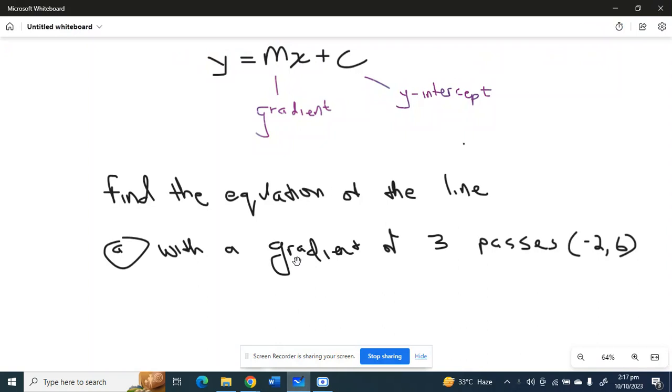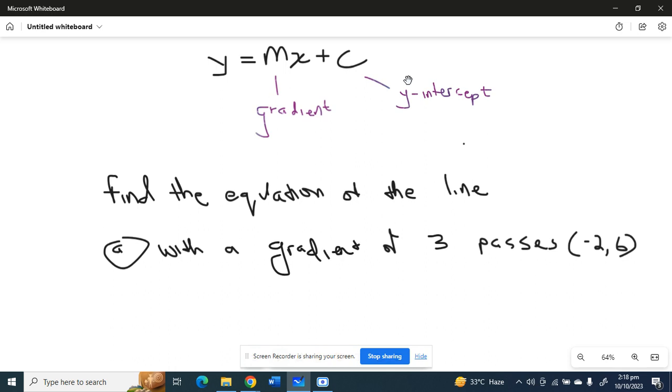All right, so we are looking at the equation of a straight line. This is the basic format of the equation: y equals mx plus c. M is the gradient, which represents the slope, which tells us how steep the line is, and also represents the rate of change. C represents the y-intercept. This is the y-coordinate at the point where the line cuts the y-axis.